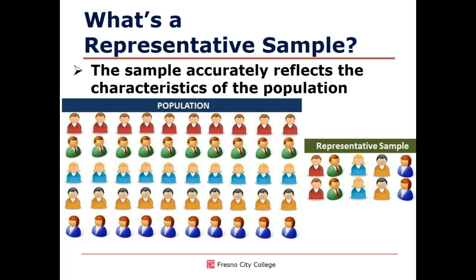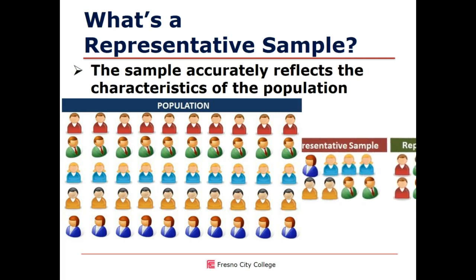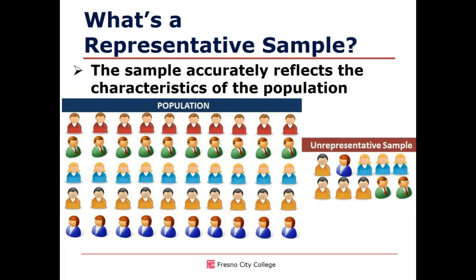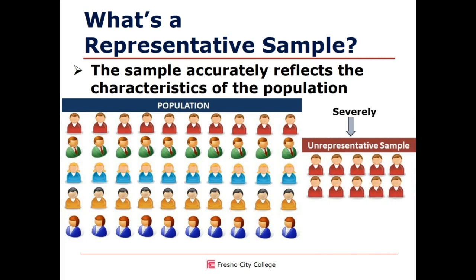Of course, it is possible to end up with an unrepresentative sample that slightly overrepresents or underrepresents one or more of the groups. It is not likely when using a random sampling method to end up with a severely unrepresentative sample.